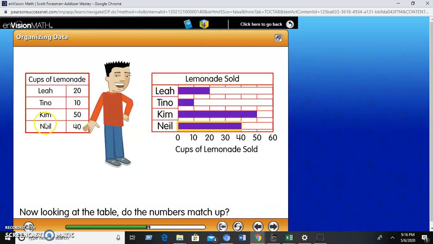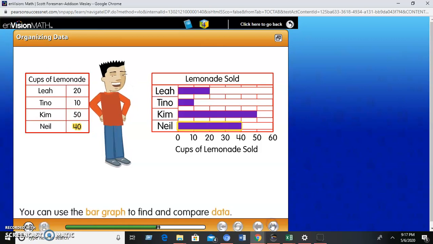Now look at the table. Does it match up? Let's go down here. Neil is 40. Neil is 40. Yep, it sure matches up. You can use a bar graph to find and compare the data.